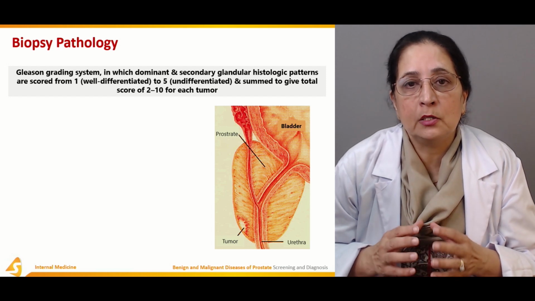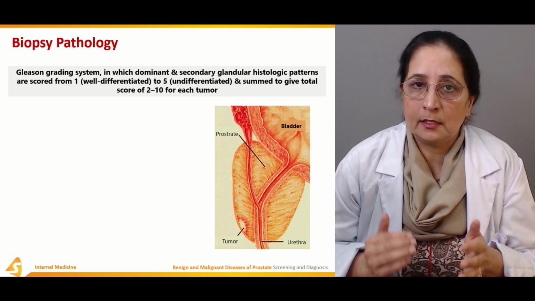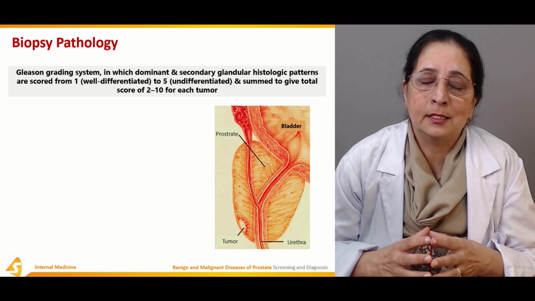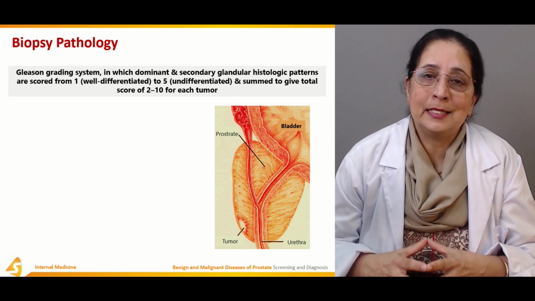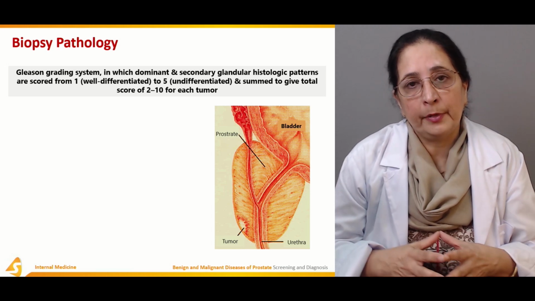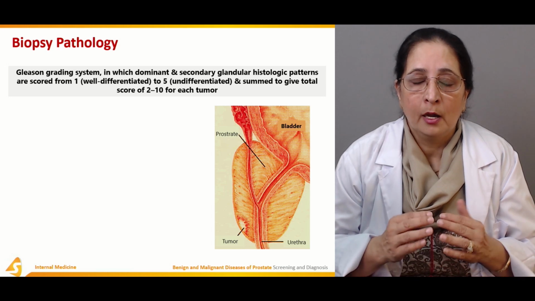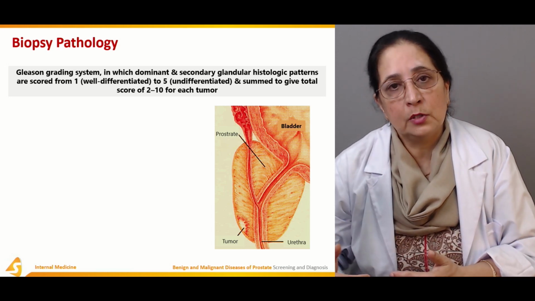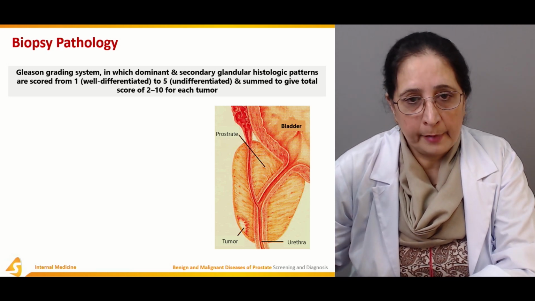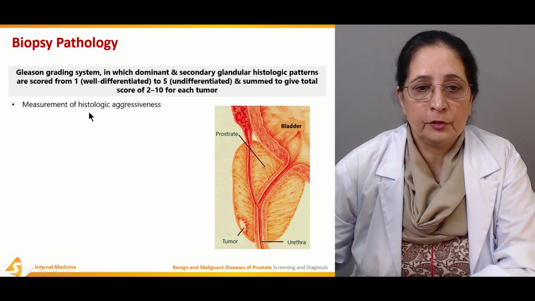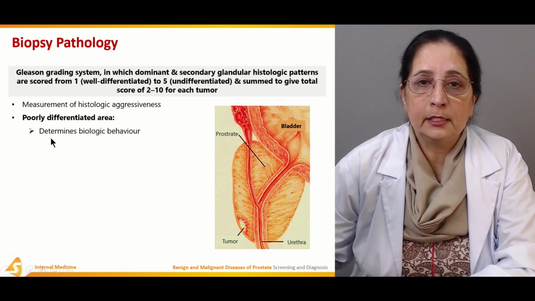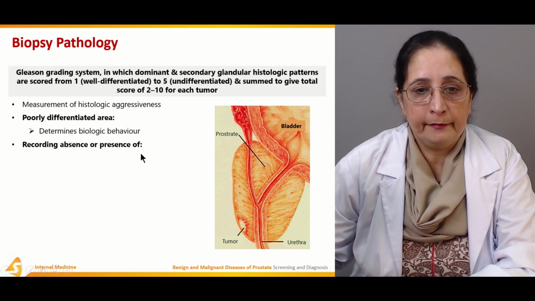That's a very, very important factor for the prognosis of the cancer, as we discussed many times in previous lectures on cancers: the differentiation of the cells is an important factor. If the cells on histology or pathological examination are well differentiated, the prognosis is good. If they are poorly differentiated, the prognosis is bad. Measurement of histologic aggressiveness: the poorly differentiated area determines the biologic behavior.